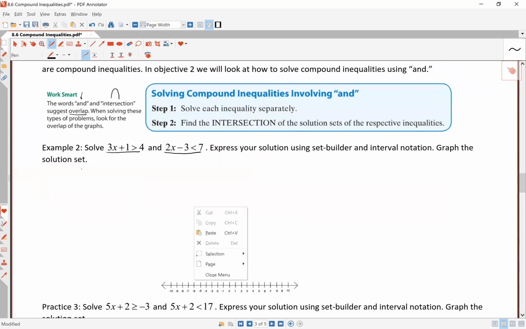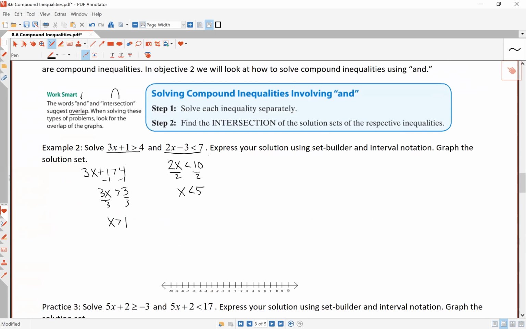The first one, if 3x plus 1 is greater than 4, that says that 3x is greater than 3, or dividing by 3 on both sides, that says where x is greater than 1. 2x minus 3 is less than 7, that says 2x is less than 10, or dividing by 2, that says that x is less than 5. So we're asking the and statement, or intersection, where these two overlap.